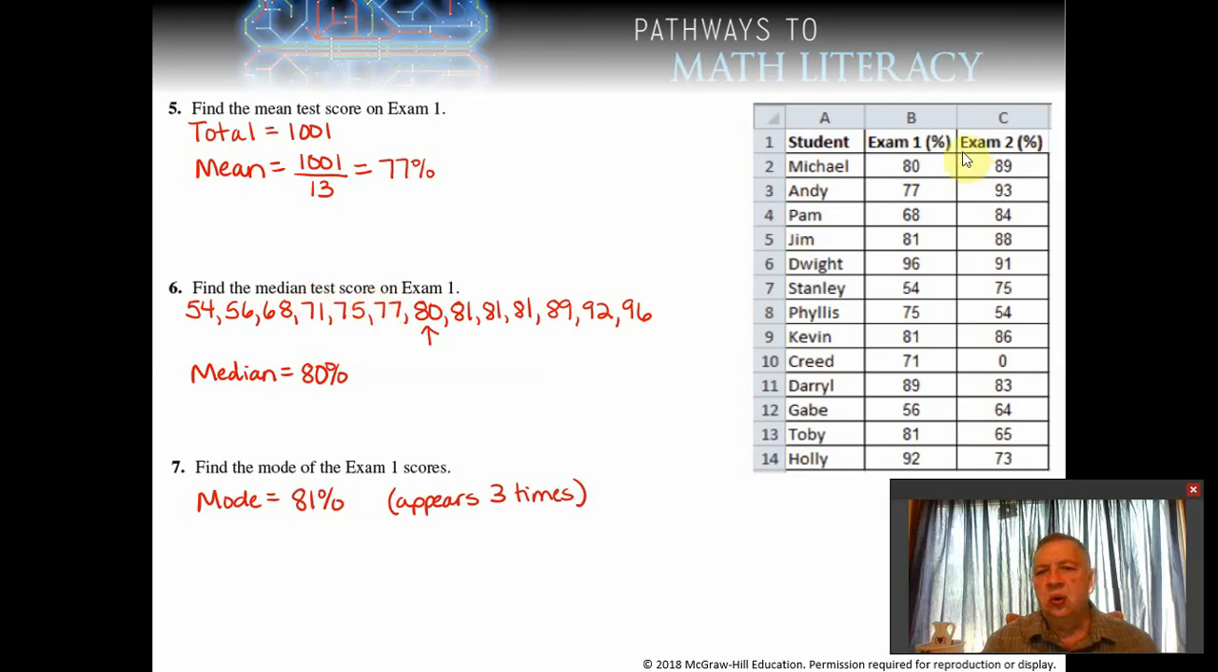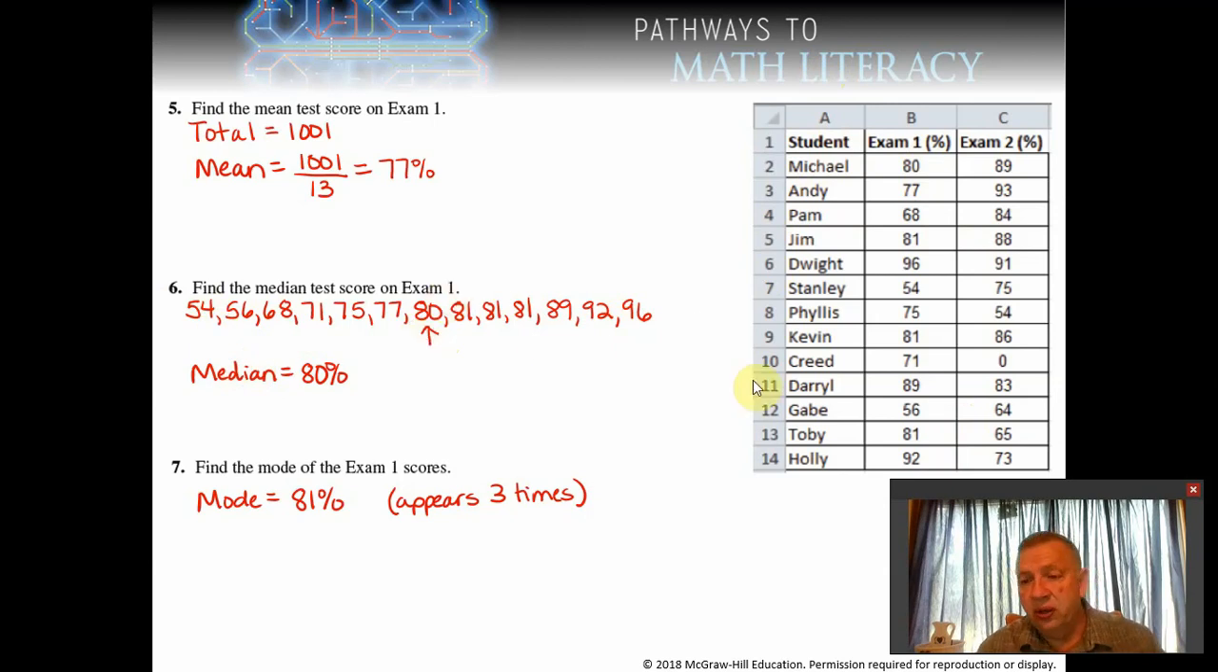Find the median test score. Well, I've got 13 values. 13 divided by 2 is 6.5. So I go to 6, and I round up to 7. That's the middle one: 6 above, and then 1, 2, 3, 4, 5, 6 below. Now these aren't in order, so I couldn't do that yet. I needed to order them first, from 54 all the way up to 96, and then pick out that position. The position is correct, but it needs to be ordered to give me my 80%.